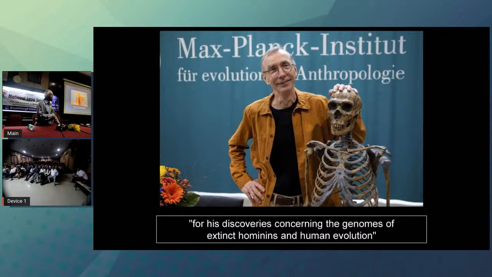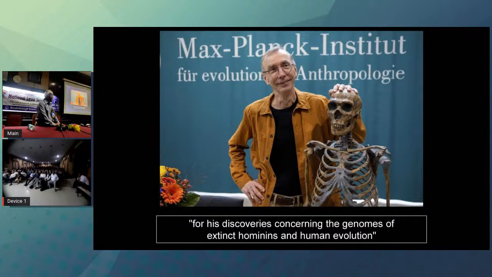So here is Svante Pääbo, and he has of course gotten the Nobel Prize for his discoveries concerning the genomes of extinct hominins and human evolution. He was able to extract DNA from these fossil bones, and was able to actually sequence that DNA, but it was not an easy chore. It's easy to take a sample of my blood, isolate DNA and sequence that. That's become easy.